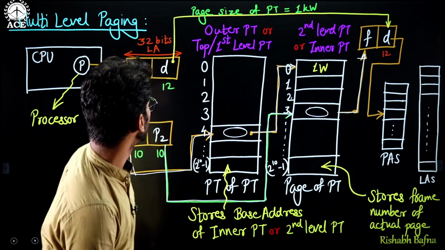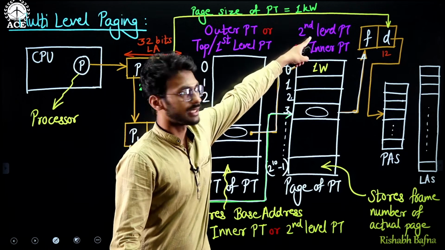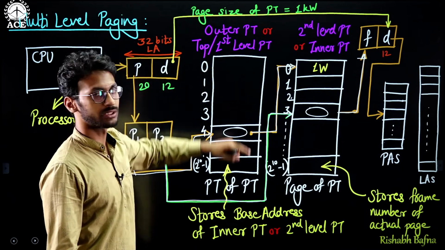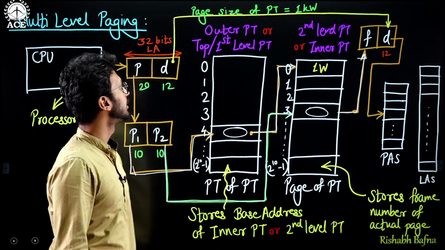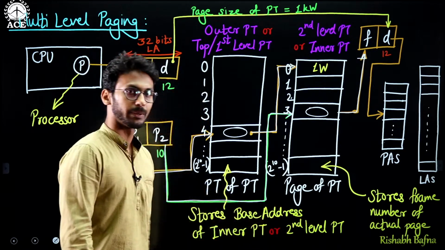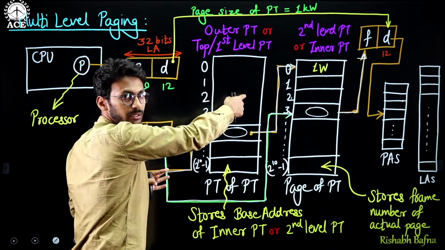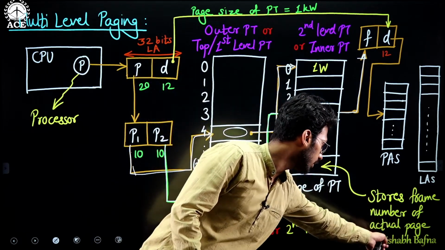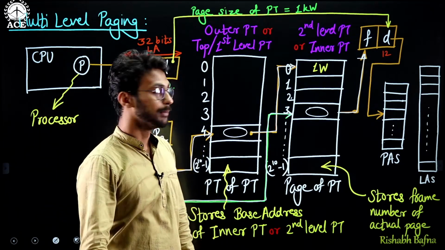Let me just read out the points which are mentioned here. Page of page table, inner page table, second level page table. Page table of page table, outer page table or top or first level page table. Done. Another point: this stores what? Base address of inner page table or second level page table. If there is one more level, it will store the base address of that particular page table, isn't it? Next one: this slot stores the frame number of the actual page. Done with this one. I hope everything is clear in multi-level paging.